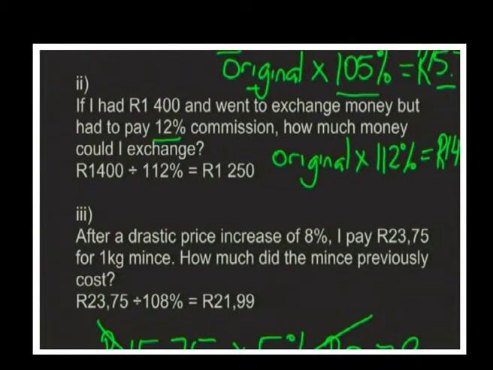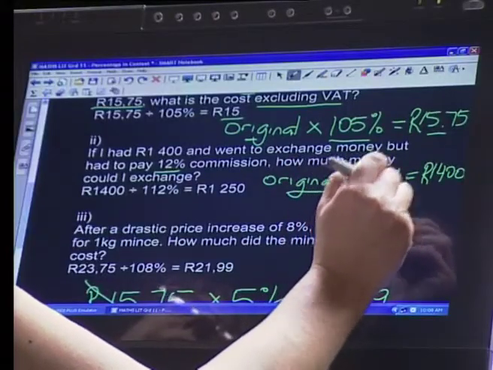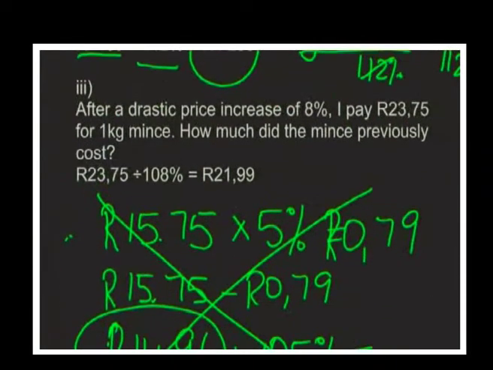1,400 Rand. So the only way I can actually get that original amount is by dividing by 112% on both sides, and those cancel, so I've got my original is my 1,400 Rand divided by 112%, and I get my answer of 1,250. And now let's look at our butcher.